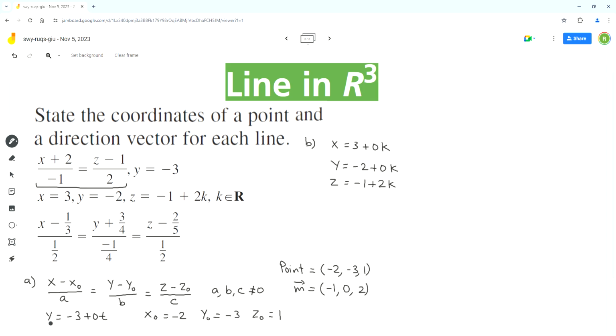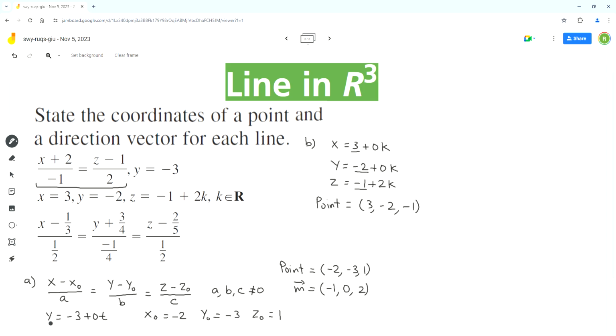Now we can find the coordinates of a point that lies on this line. The coordinates are the number terms in these parametric equations. So in the x equation, the number term is 3. In the y equation, the number term is -2. In the z equation, the number term is -1. So a point on this line is 3, -2, negative 1.